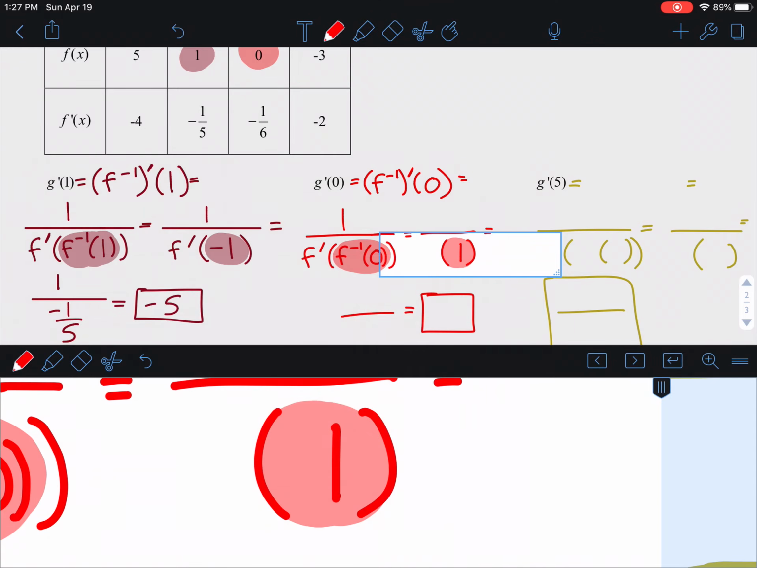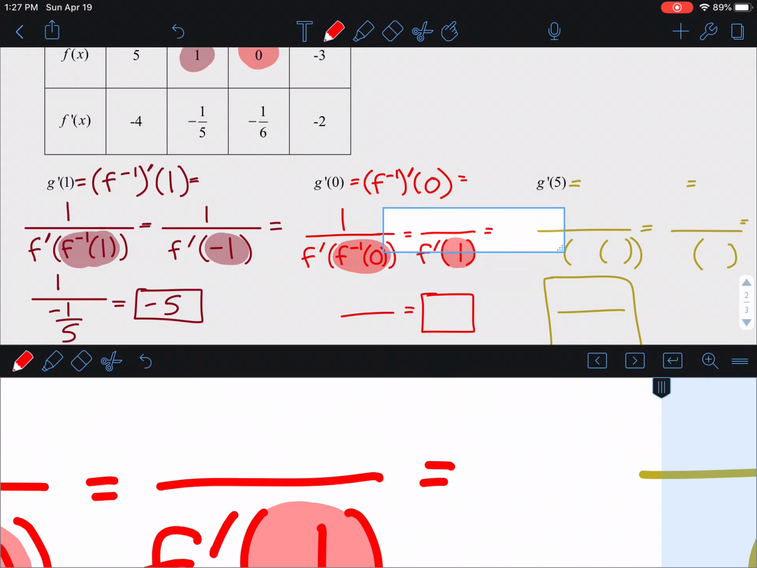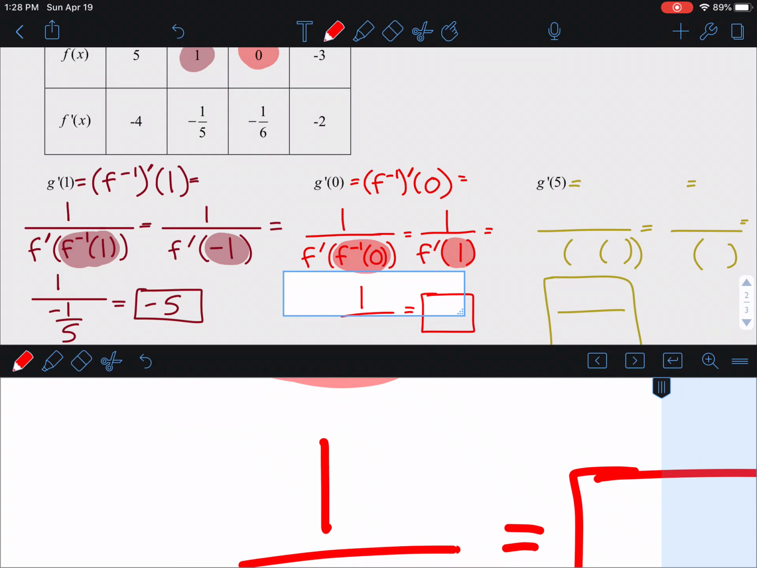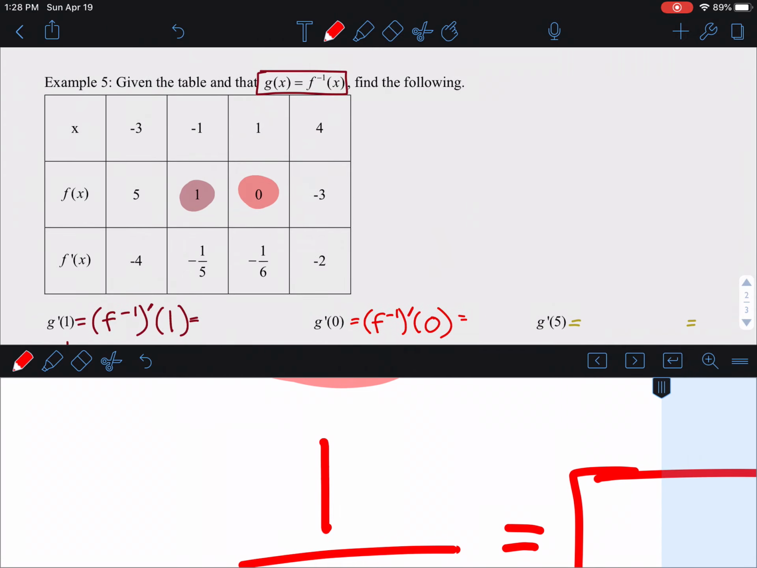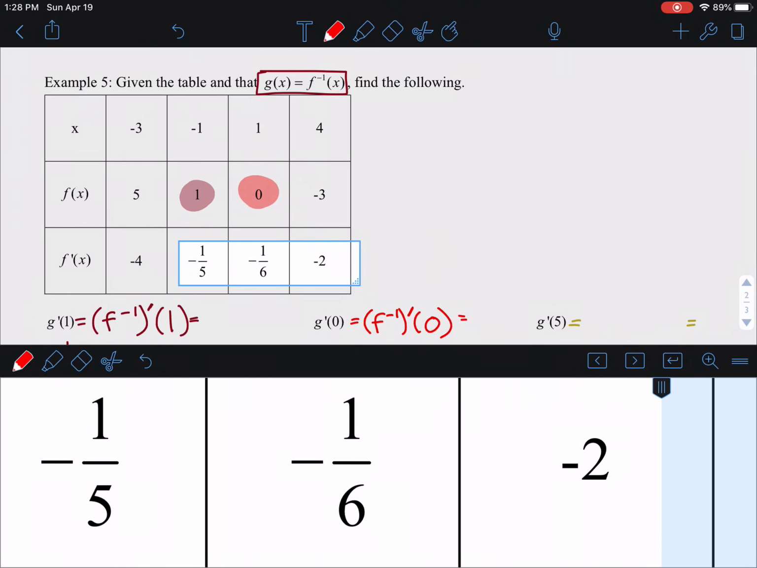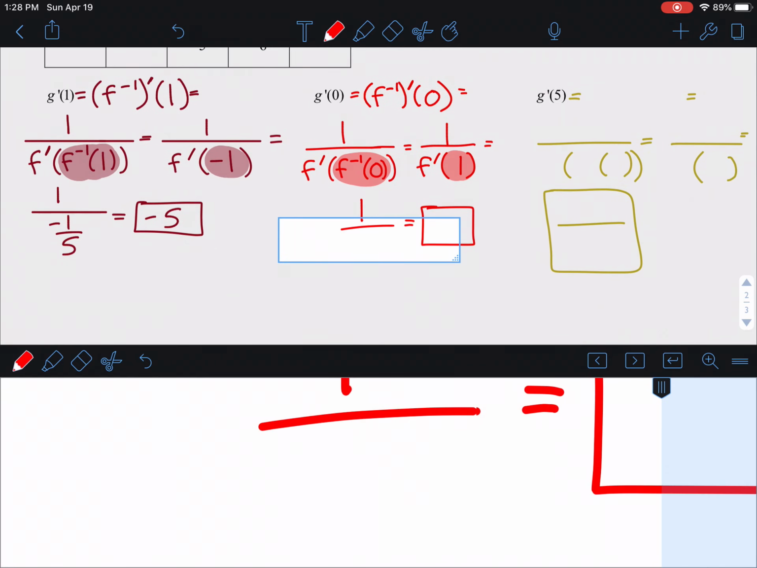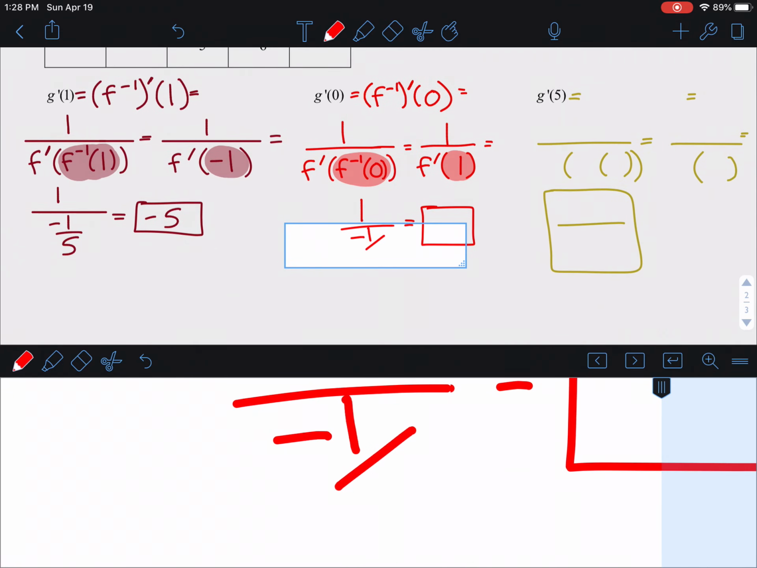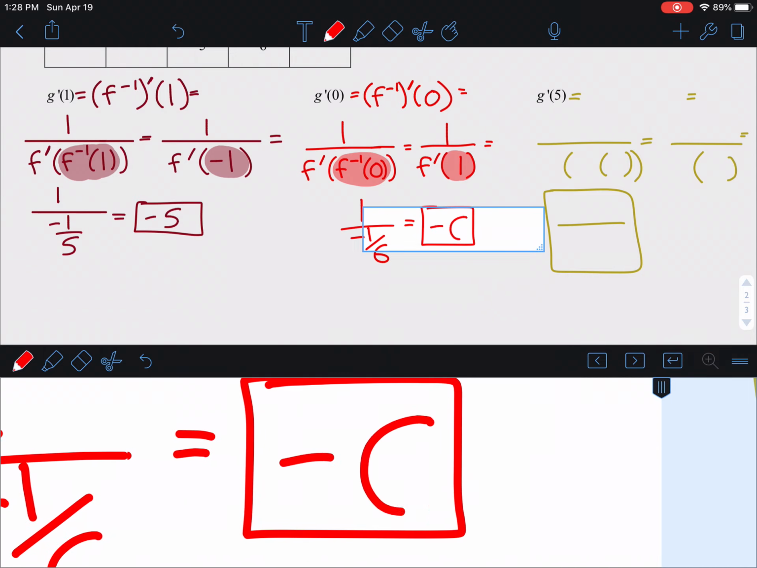And so I have f prime of 1 in my denominator, right? And now I can look back at the table and I can see that f prime of 1 is -1/6. So I have 1 over -1/6. So take the reciprocal of that and I get -6.